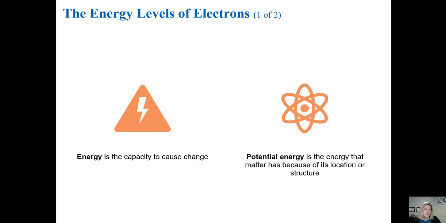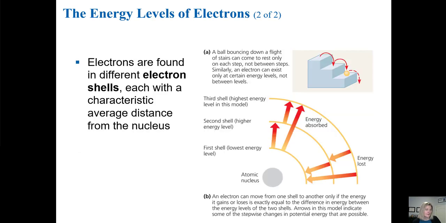So let me show you what I mean in this diagram here. Here's the nucleus of the atom. Remember, that's where the protons and the neutrons are. The electrons are going to be circling the nucleus of the atom. And electrons are found in different electron shells, and each electron shell has a different distance from the nucleus of the atom.